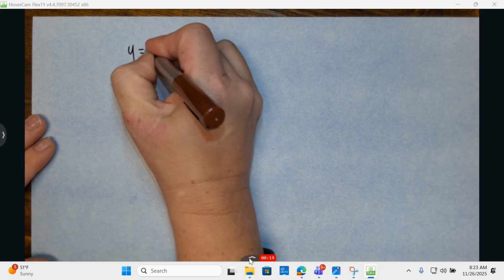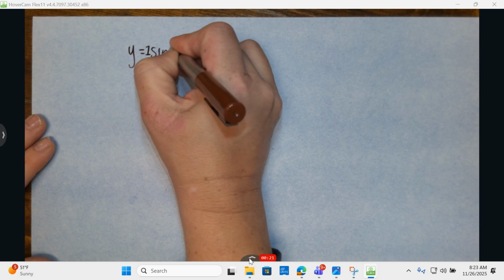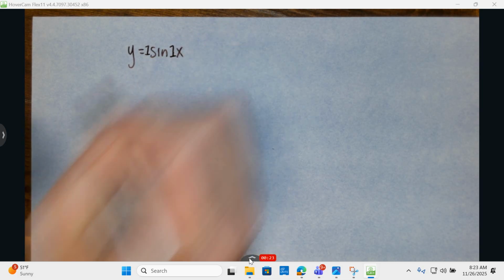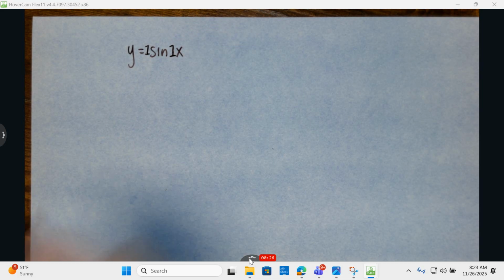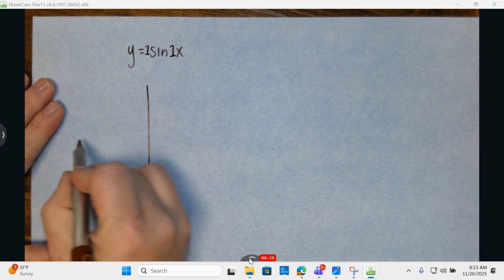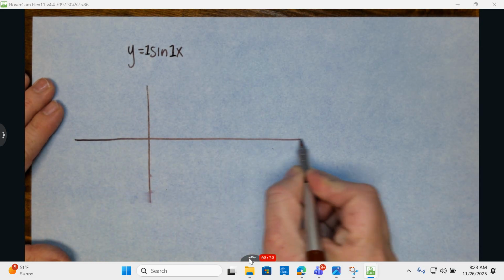Now what I want you to recognize is that in front there's a positive one we can't see, and in between the sine and the x value is also a positive one. When we graph this, there's a few things that we're going to identify.